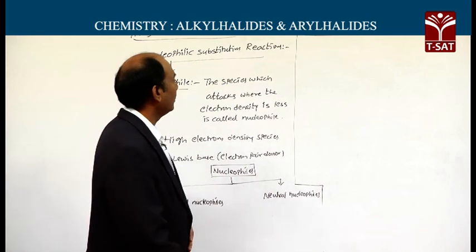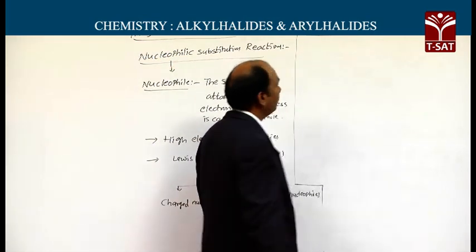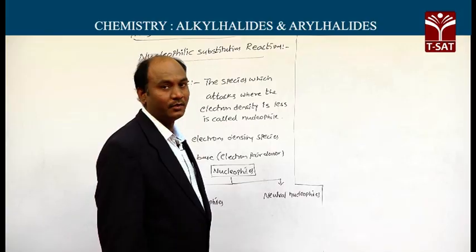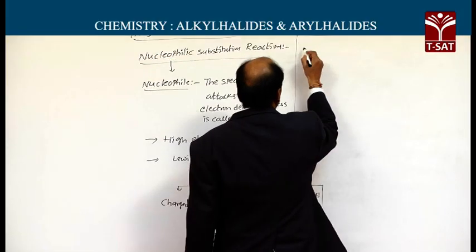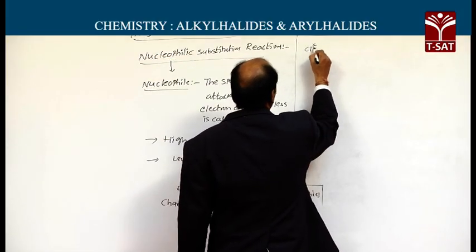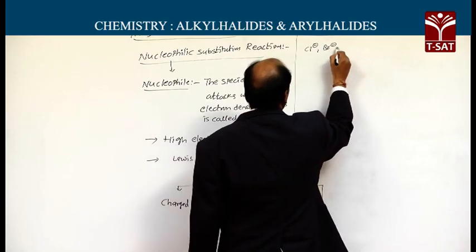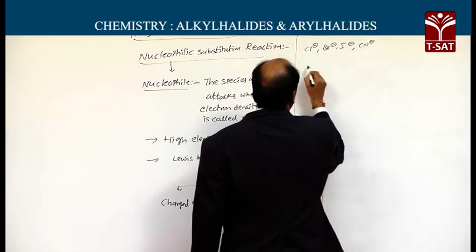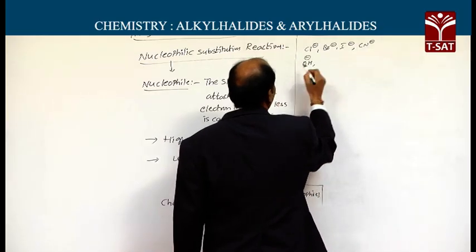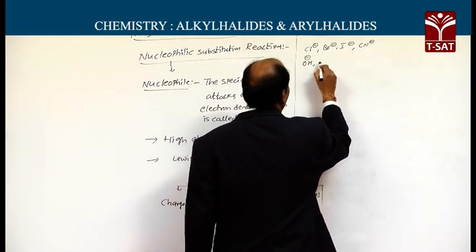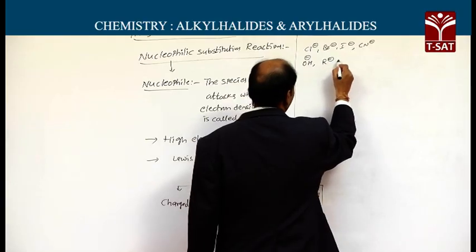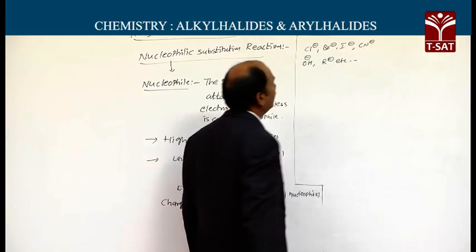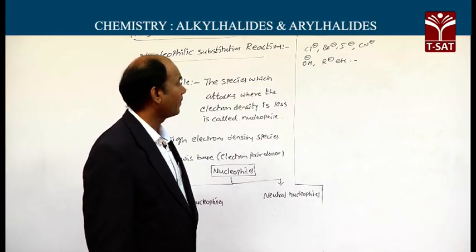Generally negatively charged species act as nucleophiles. For example Cl minus, Br minus, I minus, CN minus, OH minus, next that is R minus. All these are charged nucleophiles.